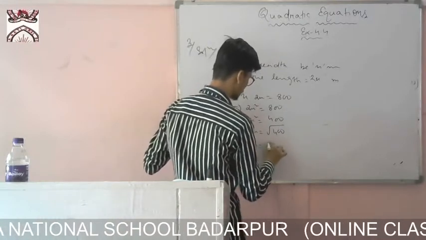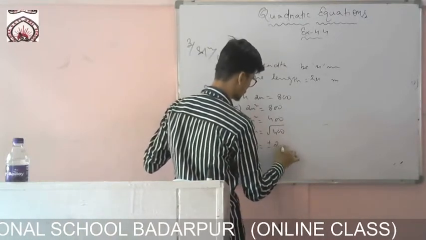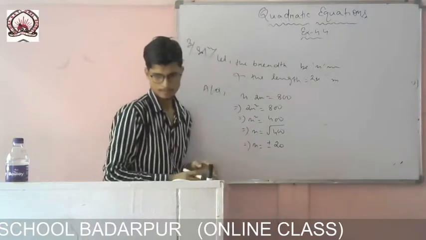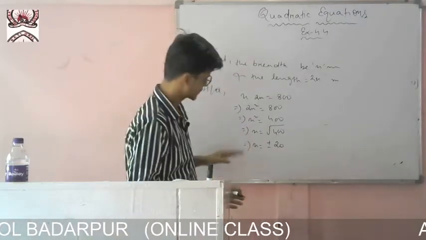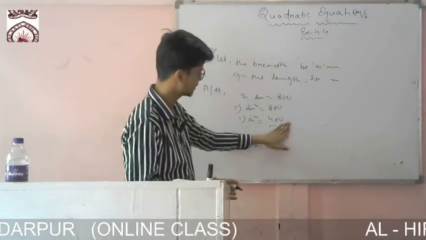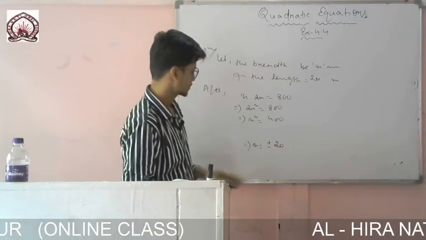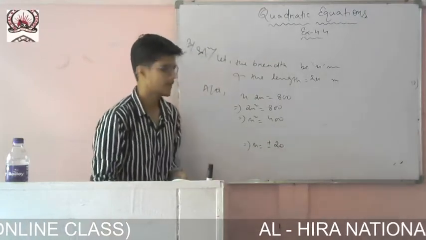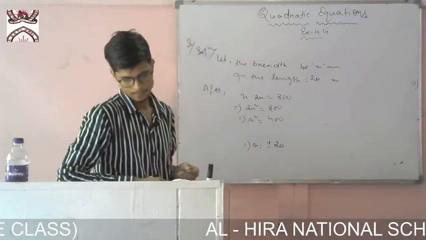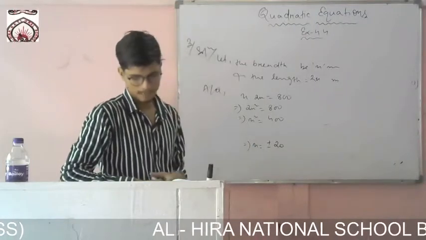The value of x will come plus minus 20. Okay, no need to write this line, directly you write. So the value of x will come plus minus 20. So x will be plus 20.